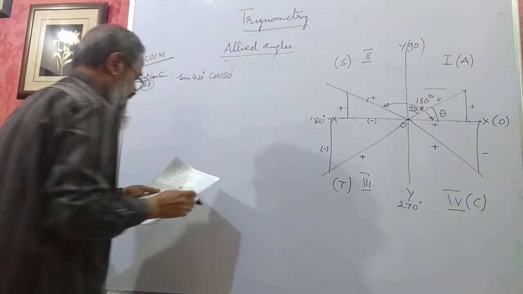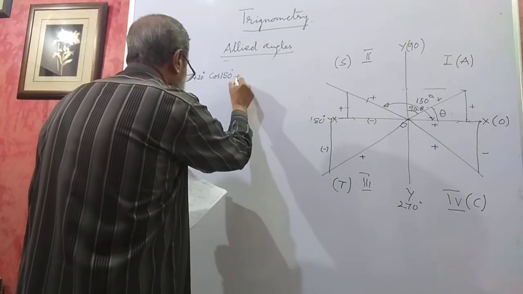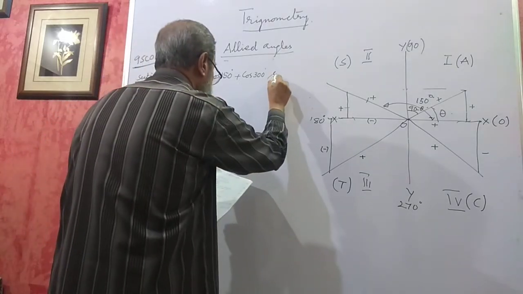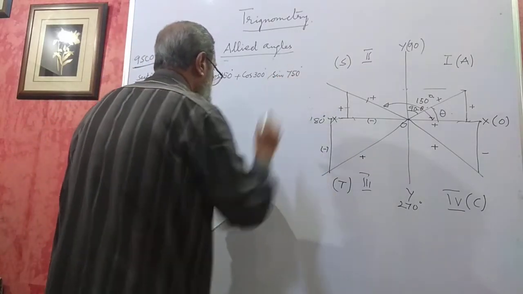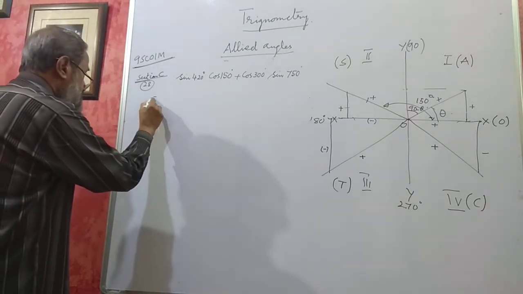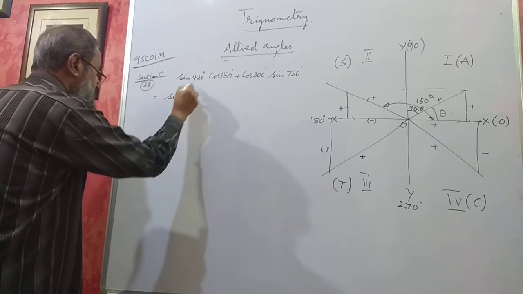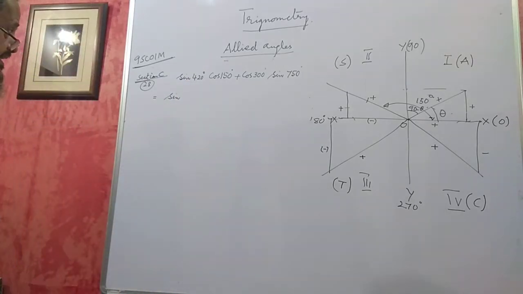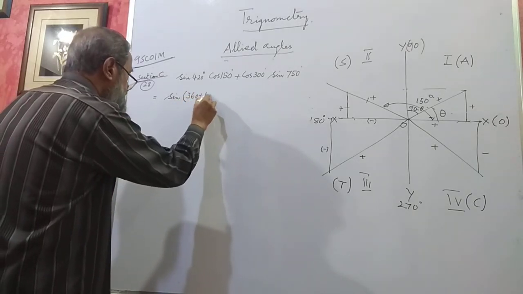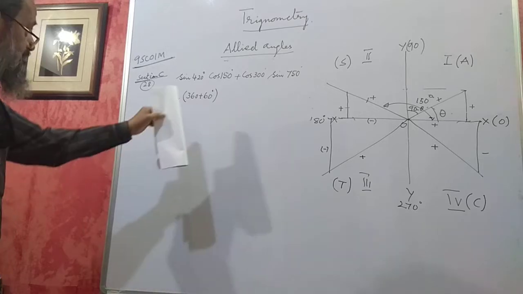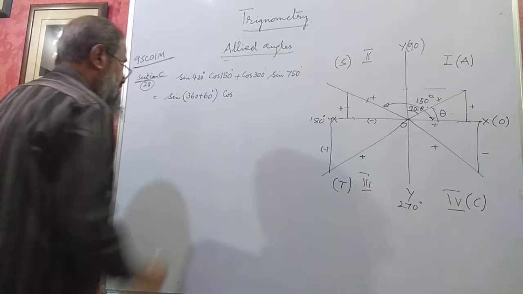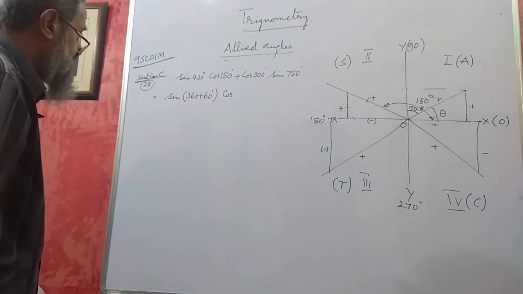cos 150 degree plus cos 300 degree, sine 750 degree. Now, first what I will do is, this is more than 360. So, it can be written as 360 plus 60. Correct? 360 plus 60. Into cos 150, this can be split as 90 plus 60.